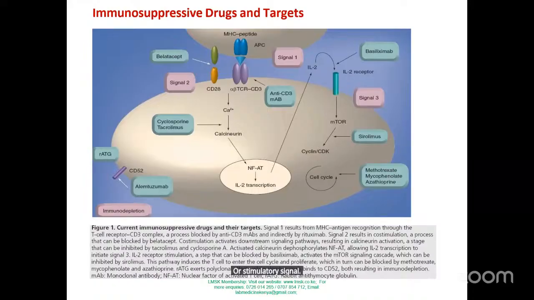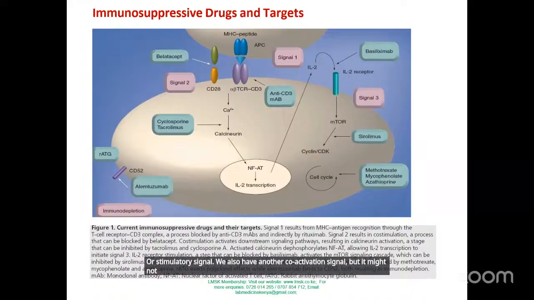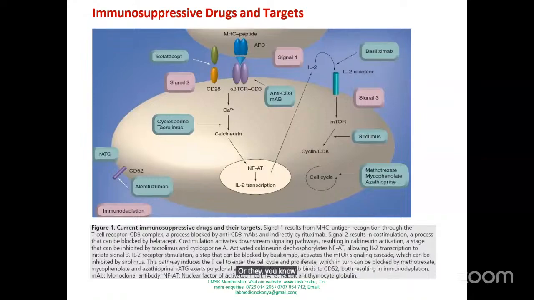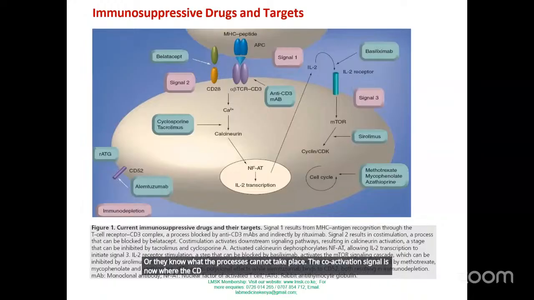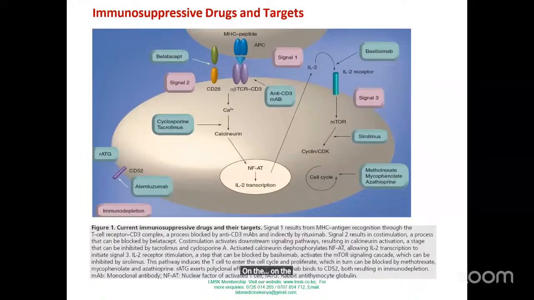We also have another co-activation signal, but it might not be as important as the co-stim, because without the co-stimulatory signal, the transcription or the inward processes cannot take place. The co-activation signal is where the CD40 ligand on the surface of the T cells binds the CD40 on the antigen presenting cells like macrophages, the dendritic cells, or the B cells. But this drug, belatacept, is targeting the co-stimulatory signal. It prevents the CD28 from binding with the CD80-CD86, that is the B7.1/7.2 on the surface of the APCs.